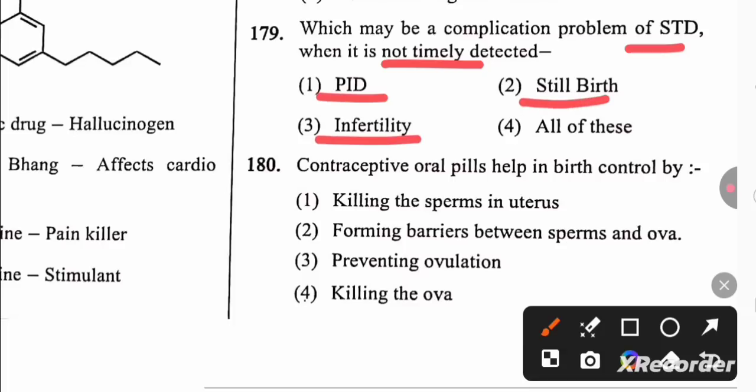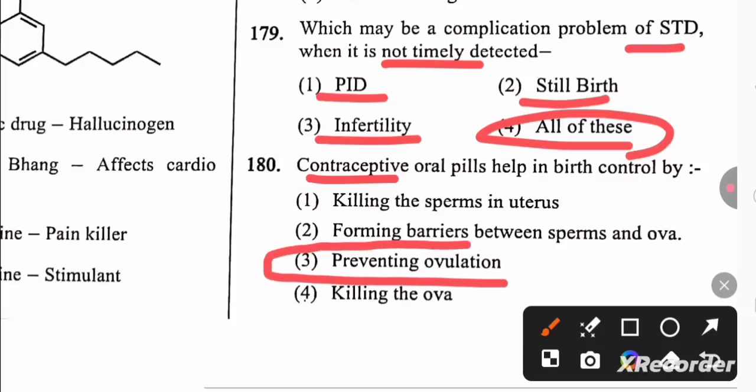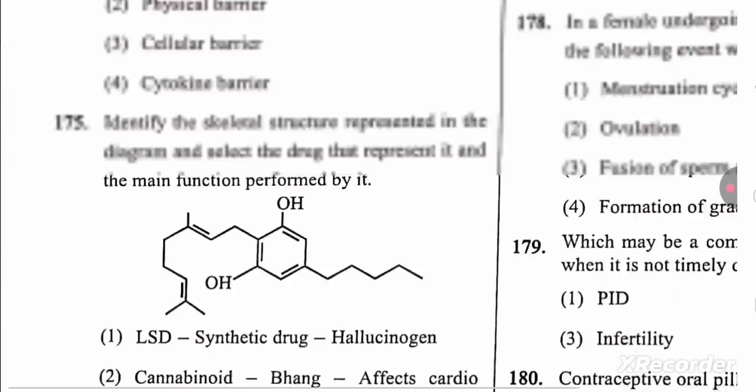Last question, contraceptive oral pills help in birth control by preventing ovulation. They prevent the ovulation. So these are all the 90 questions from both botany and zoology of the full syllabus of 11th and 12th CBSE for the coming NEET exam.